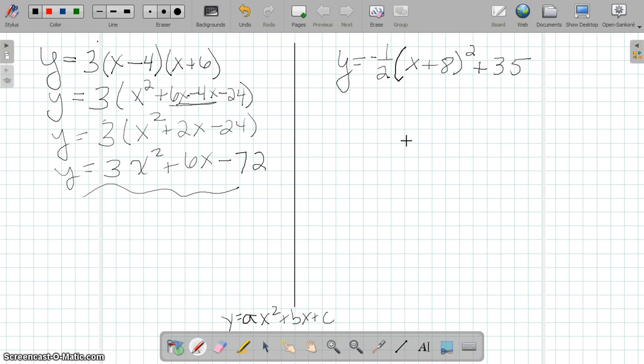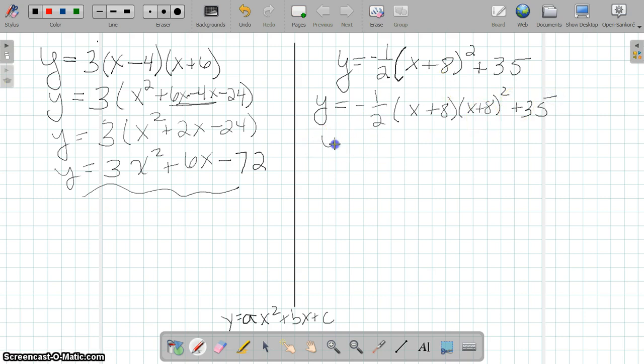In vertex form, if you want to go to standard form, it's the same kind of idea, except you have to remember what it looks like when you square something. You're going to be using FOIL once again. If you remember from Algebra 1, there's a special case when you square a binomial, but I don't know why anybody would ever memorize that. You just FOIL it and you will get the right answer. So I'm going to rewrite this as x plus 8 times x plus 8, that is x plus 8 squared, and I've got my lovely old 35 tacked on the end.